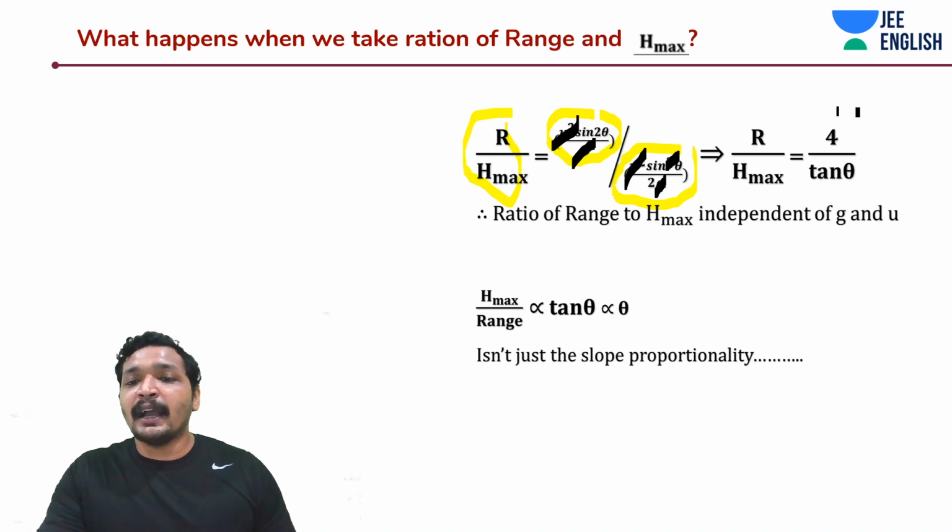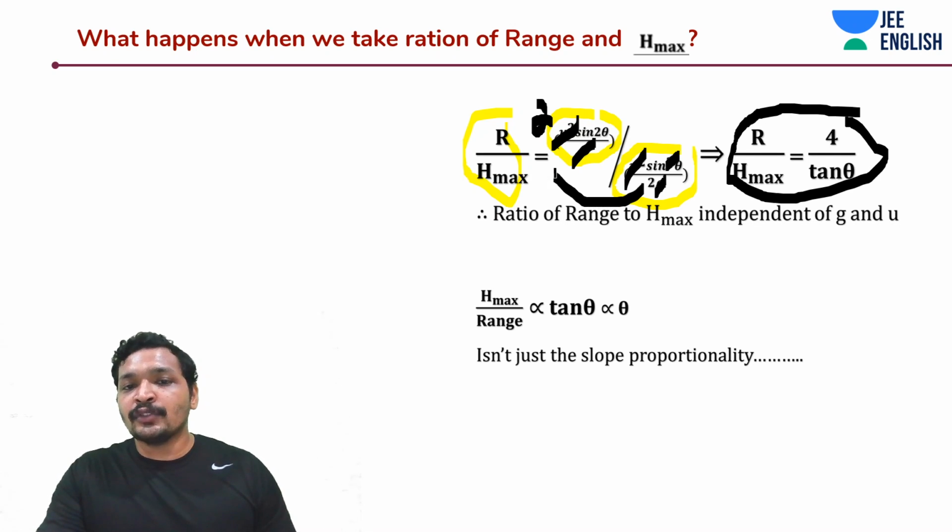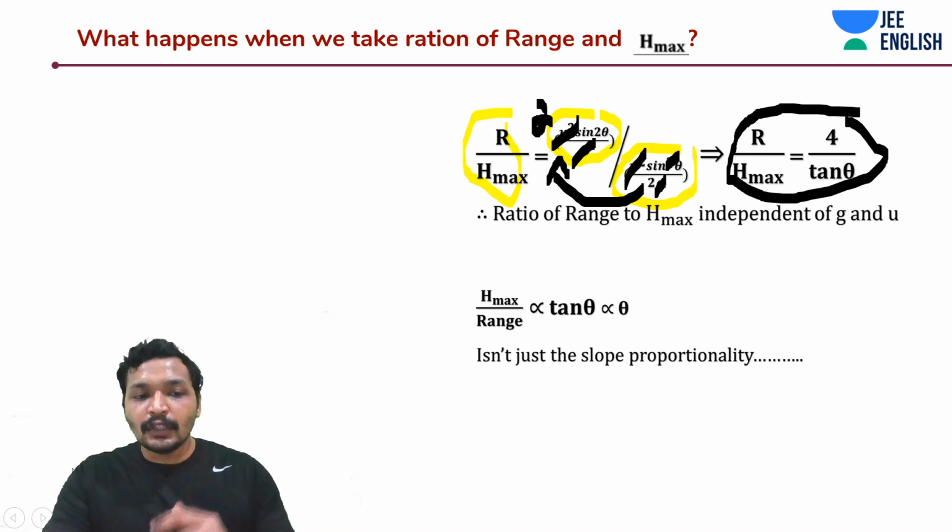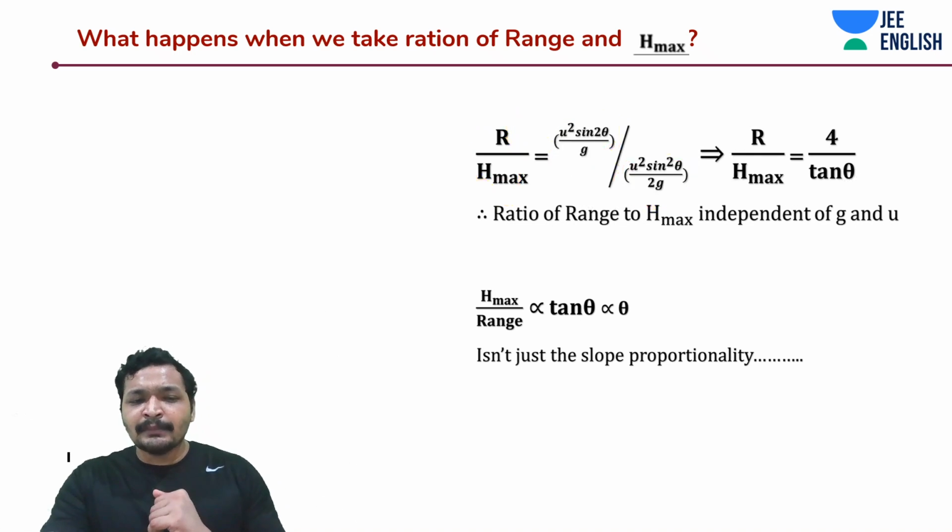So R by H max is equal to 4 by tan theta. There was a 2 over here, and this 2 from the denominator goes to the numerator, which is going to be 4. So it's 4 by tan theta. So guys, doesn't it tell you something?